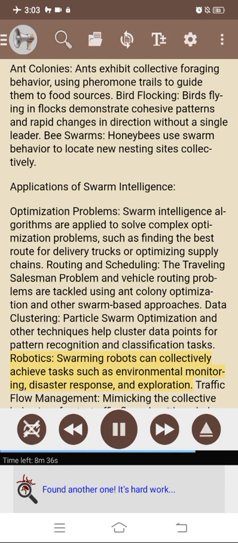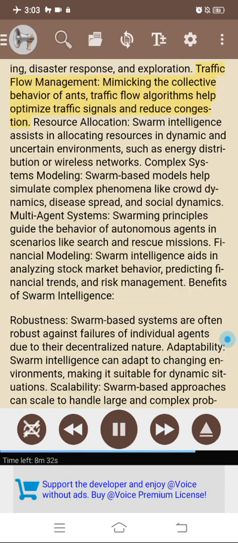Robotics. Swarming robots can collectively achieve tasks such as environmental monitoring, disaster response, and exploration. Traffic flow management. Mimicking the collective behavior of ants, traffic flow algorithms help optimize traffic signals and reduce congestion. Resource allocation. Swarm intelligence assists in allocating resources in dynamic and uncertain environments, such as energy distribution or wireless networks.